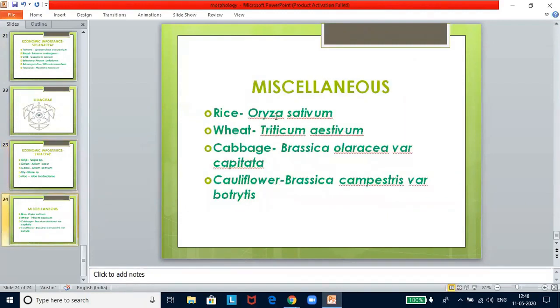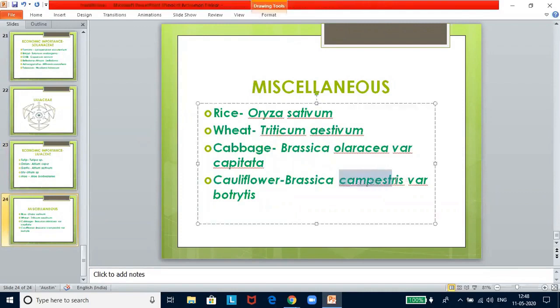Rice, Oryza sativa is the botanical name. Wheat is Triticum aestivum. Cabbage is Brassica oleracea variety capitata. Again, this is Brassica oleracea variety botrytis. So these are the things which you have to know. Cabbage and cauliflower are very important. They might ask you the botanical names of cabbage and cauliflower respectively.